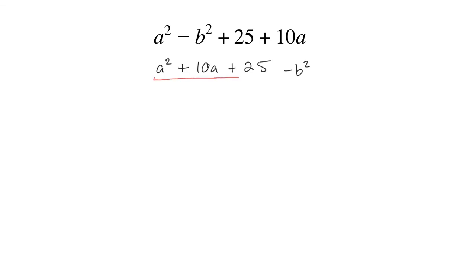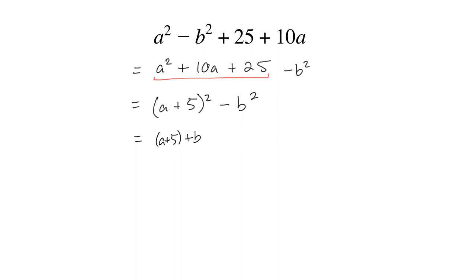And we can factor the first 3 terms. That's a perfect square trinomial. So I'm just going to go right into it. This would just be a plus 5 squared. So a plus 5 times a plus 5, and we're keeping that minus b squared at the end. And just like the other questions, we have a difference of squares. A plus 5 squared minus b squared. So the square root of a plus 5 squared is just a plus 5. And the square root of b squared is just b.